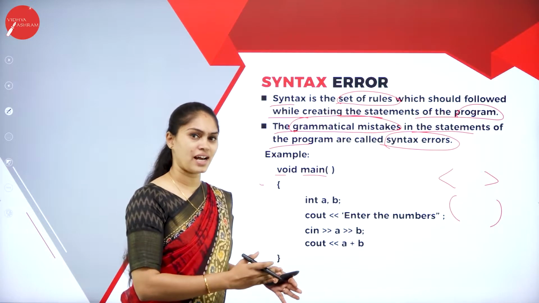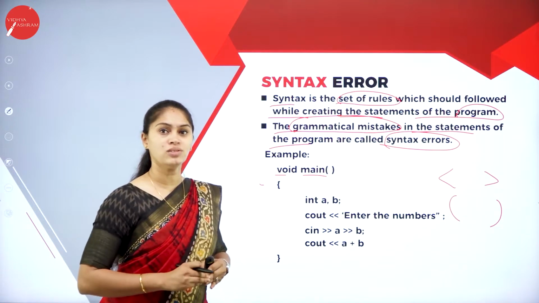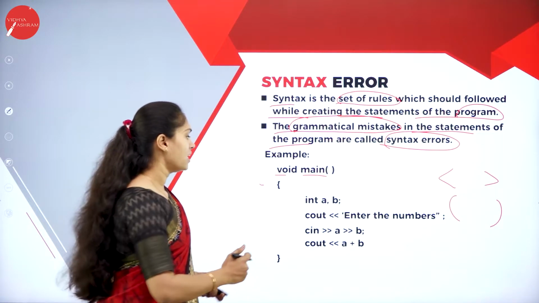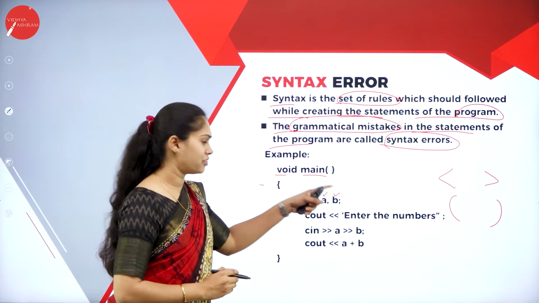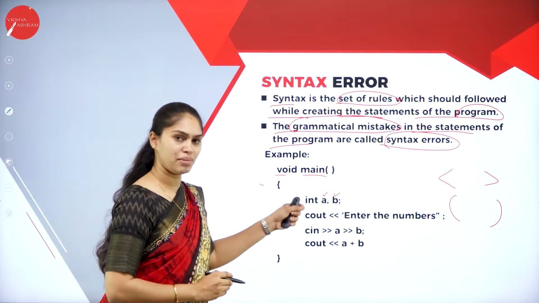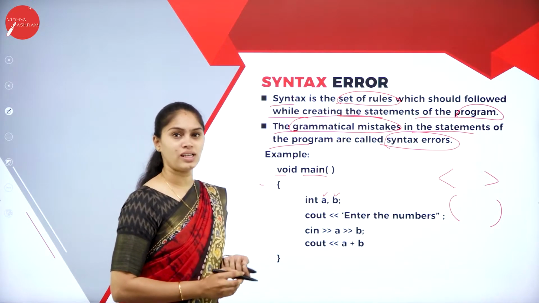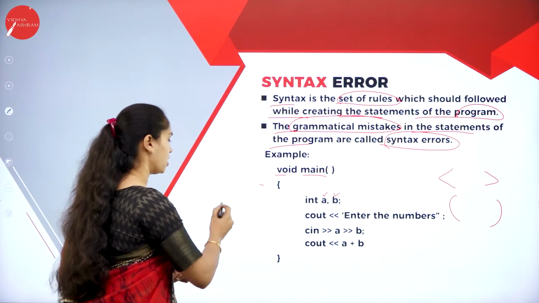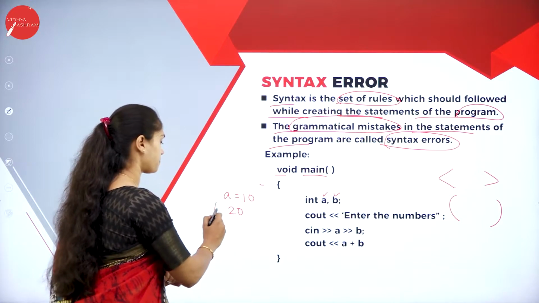So I have written an algorithm and a flowchart. Now that will be converted into programming language. Here we are taking two variables called A and B that are of the integer type. That means if it is int, it will only accept whole numbers. So I can give the value of A as 10 and the value of B as 20.